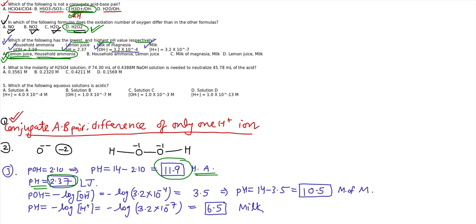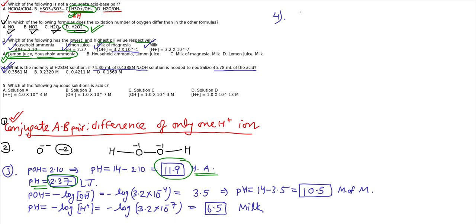So the fourth question is, what is the molarity of H2SO4 solution if 74.30 ml of 0.4388 molar NaOH solution is needed to neutralize 45.78 milliliter of the acid? So let's do this question, the fourth one.